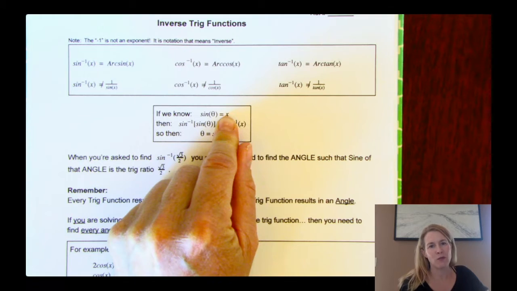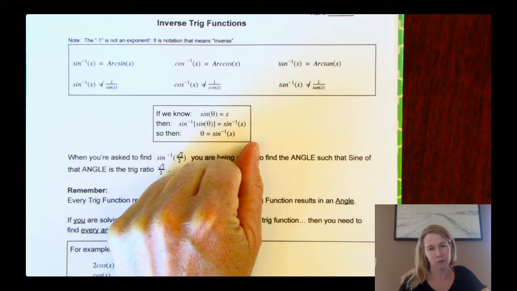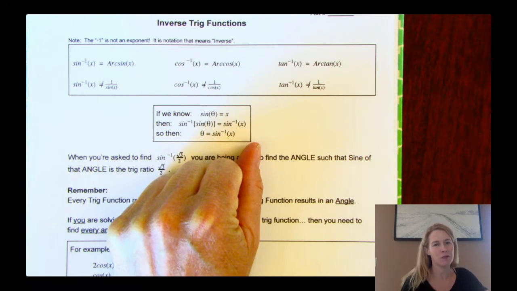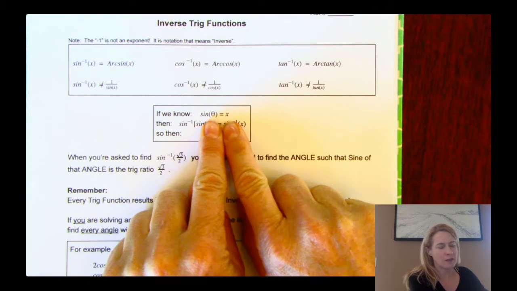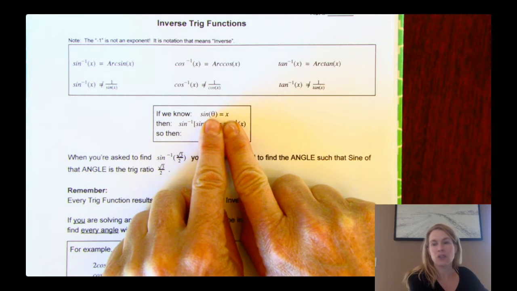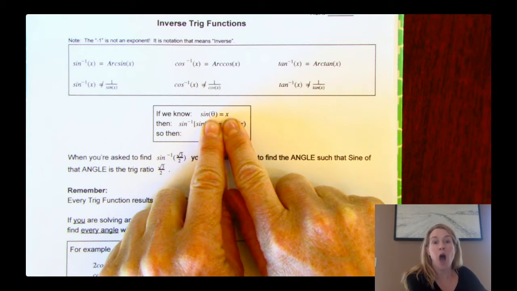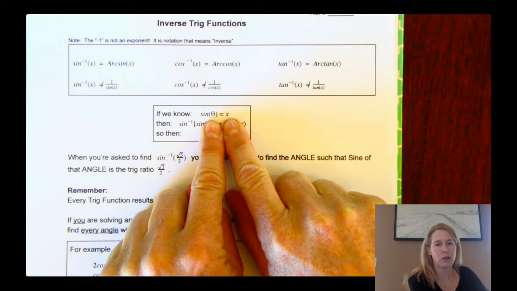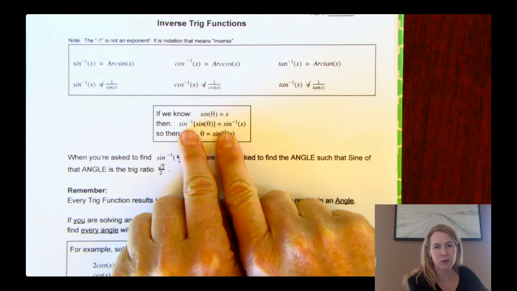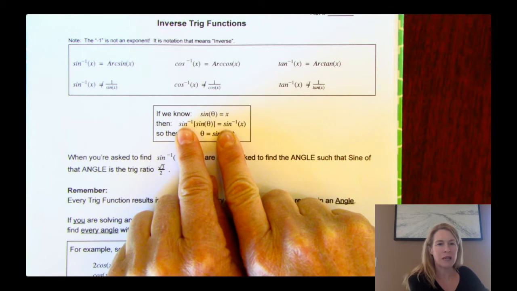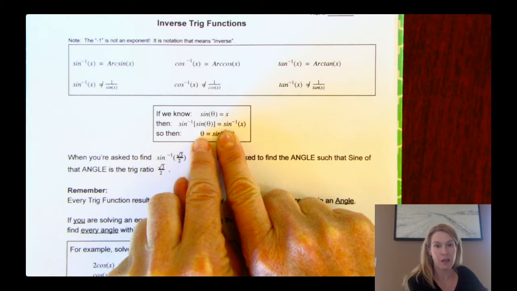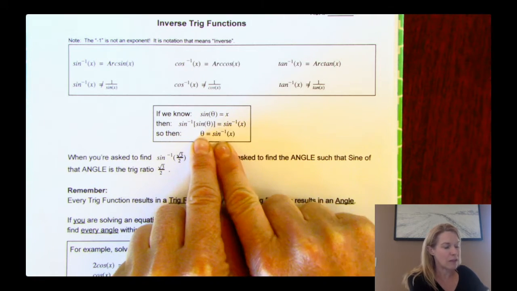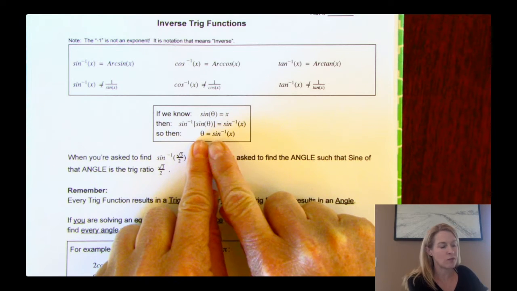All the -1 is there for is to tell you that we're talking about an inverse, not a power. So just a quick reminder about how trig inverses work. If I have sine of theta equal to x, where theta is an angle and x is the trig ratio of opposite over hypotenuse, the sides of the triangle, then if I take the sine inverse of each side of that equation, because sine inverse is the inverse of sine, they undo each other and I'm left with theta, the angle. And so it's saying that theta, the angle, is equal to the sine inverse of x, which was the trig ratio.